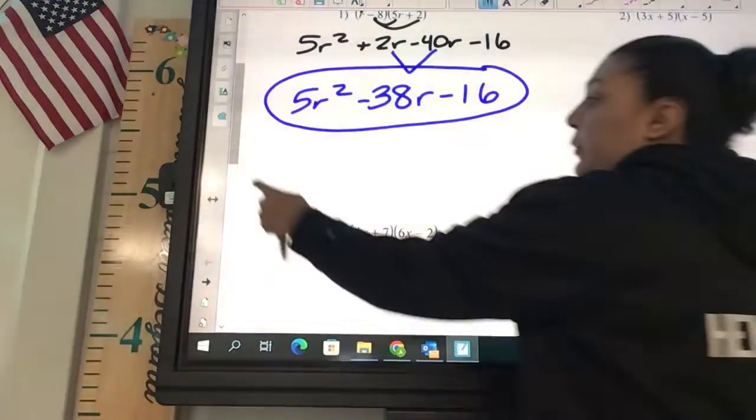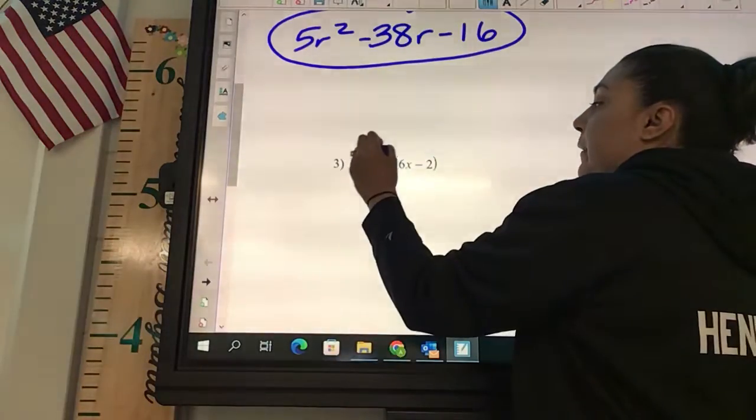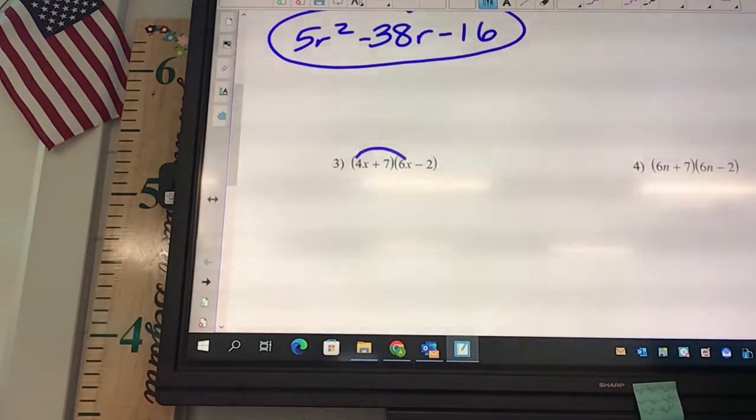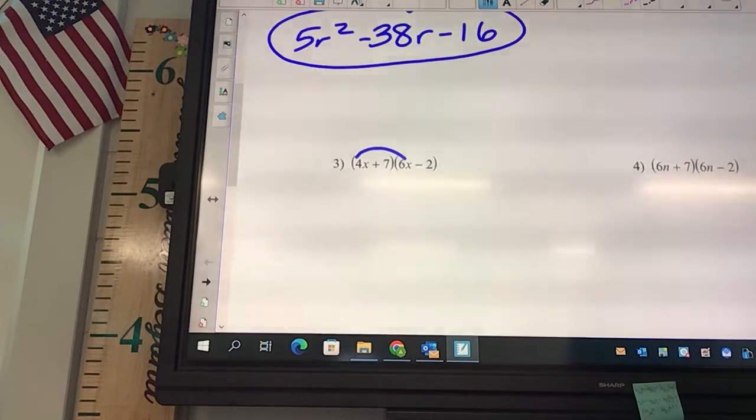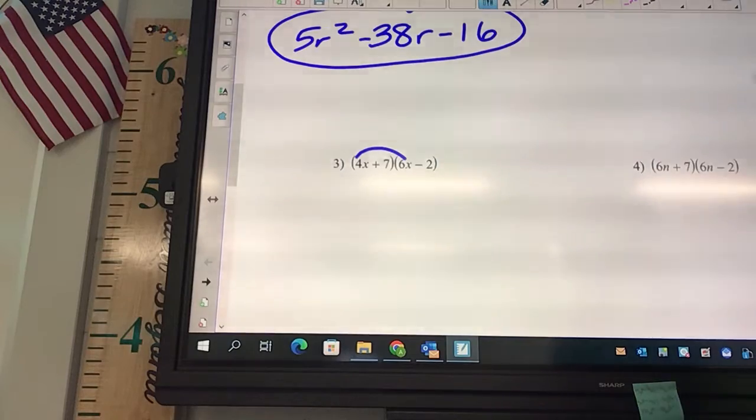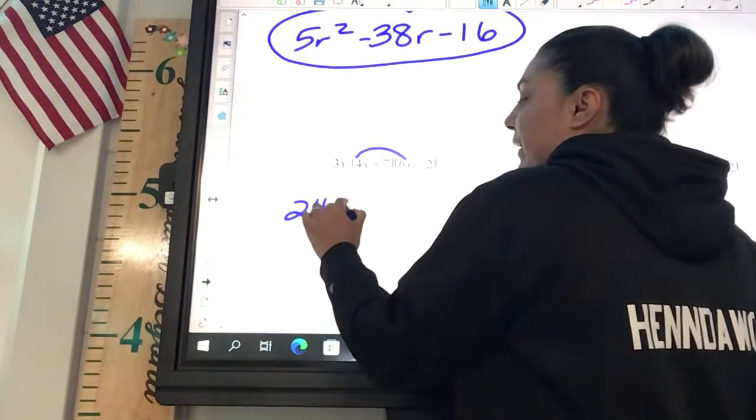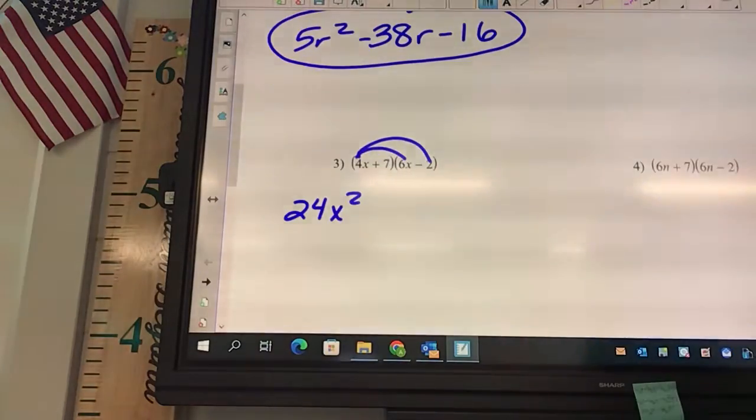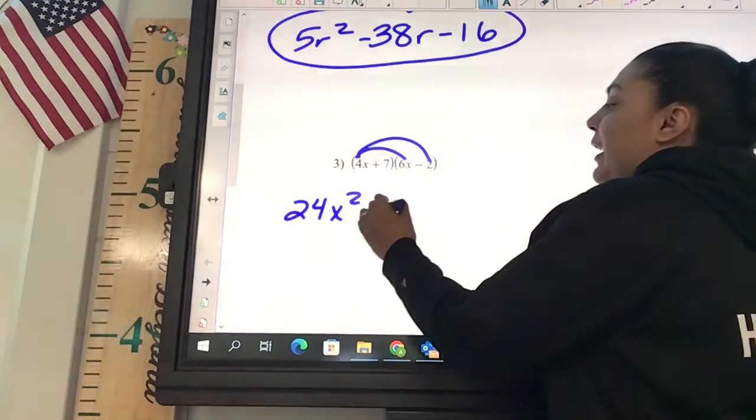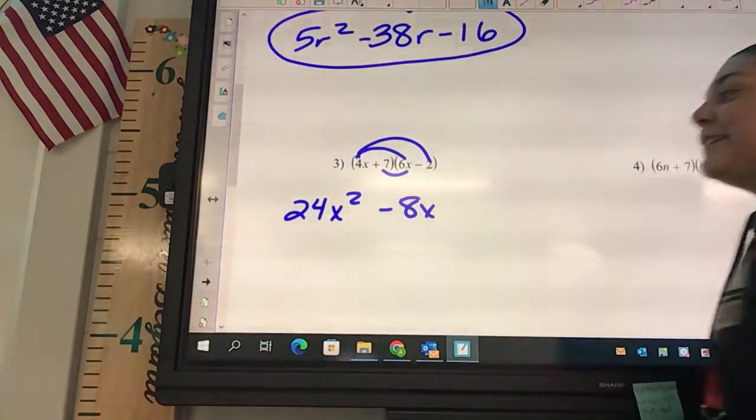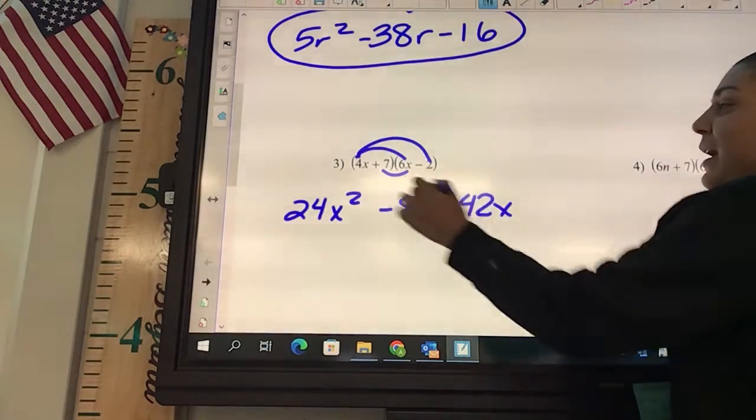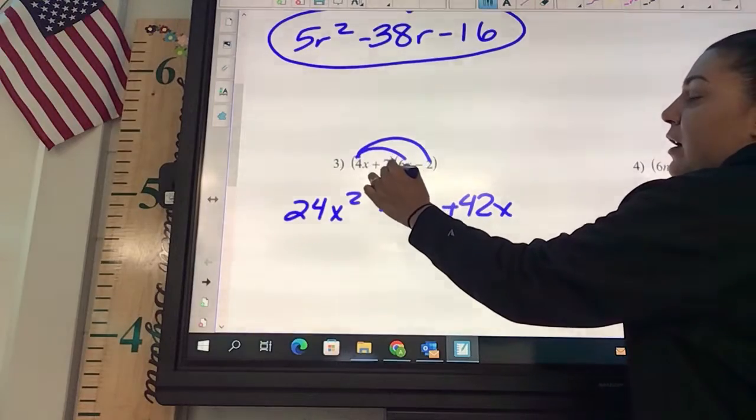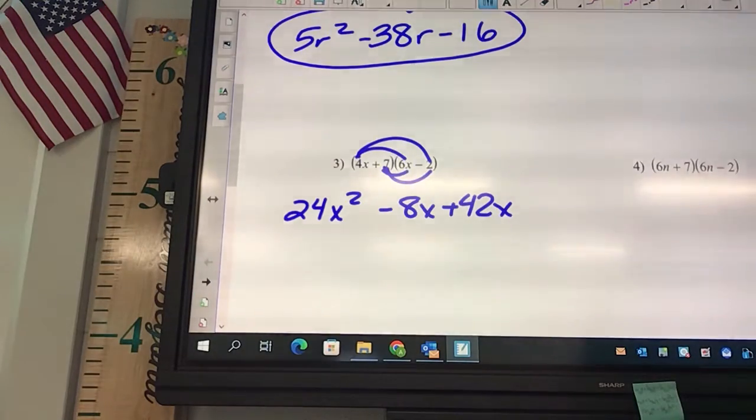Okay, so if we look at 3, we're going to multiply the first. What are you going to get? 24x squared. Then the outer, 4x times negative 2, negative 8x. And then the inside, you got 7 times 6x, 42x. Then 7 times negative 2, minus 14.